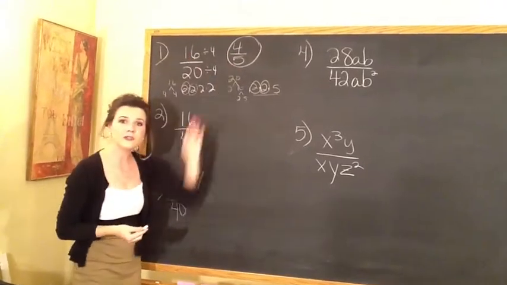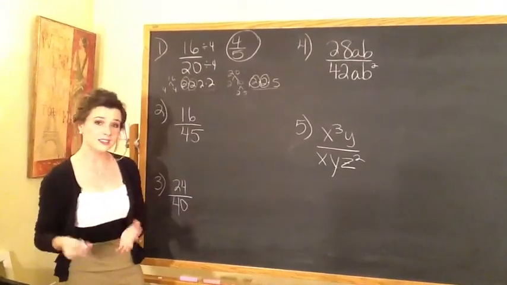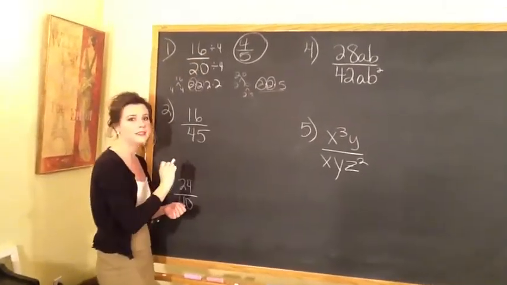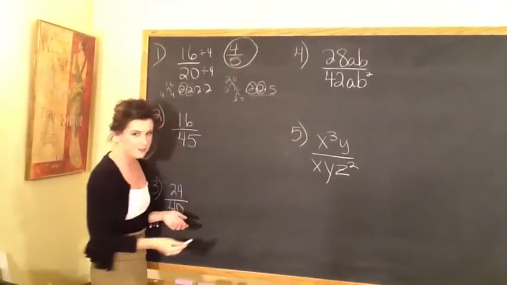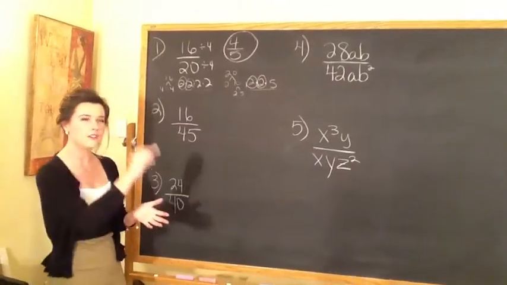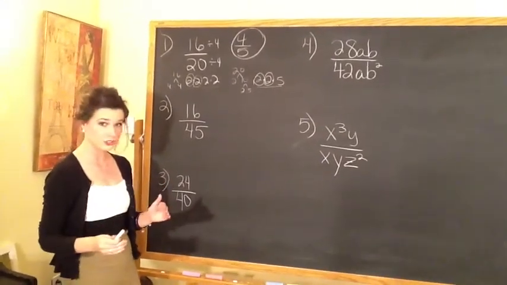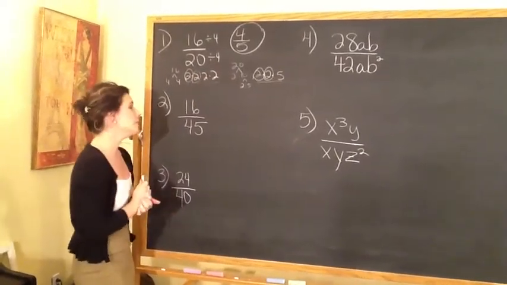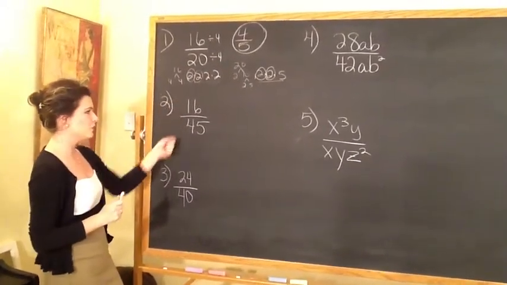Now, even though these two fractions don't look like each other, they're actually the same fraction. So it's just 16 out of 20 pieces instead of 4 out of 5 pieces. But it's still the same. If you thought of a pie, it would still be the same portion of the pie. It's just now simplified. Let's go ahead and look at 16/45.